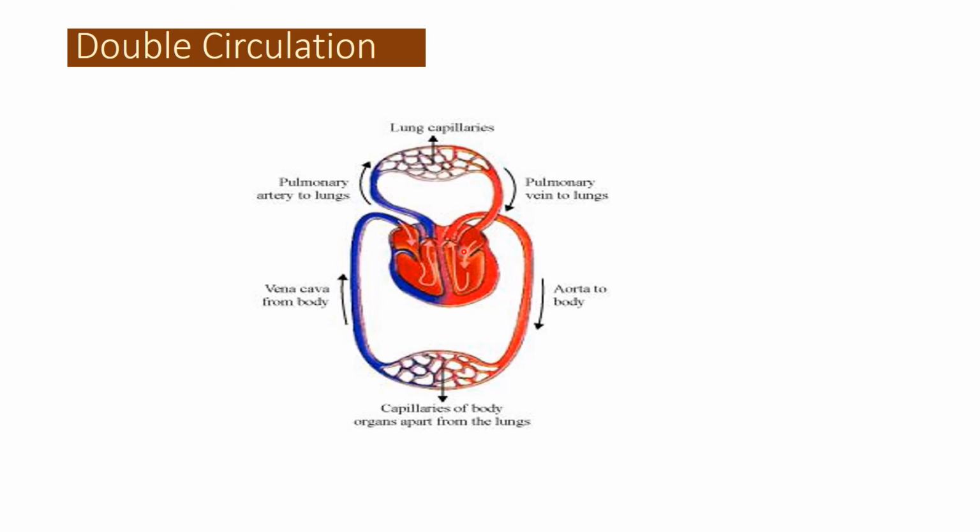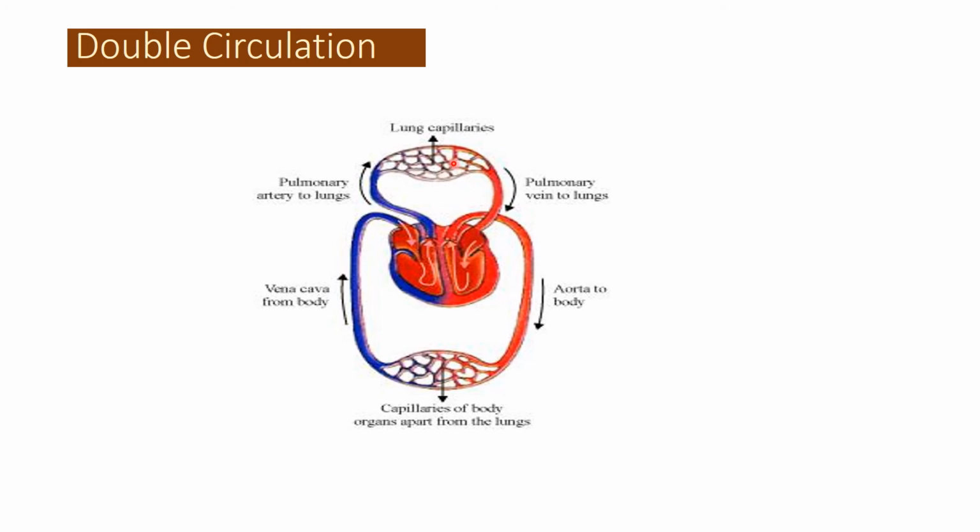So remember this, because this is a very frequently asked question. Why do we need a four chambered heart? And one more question, what is double circulation? Because the blood flows twice through the heart.